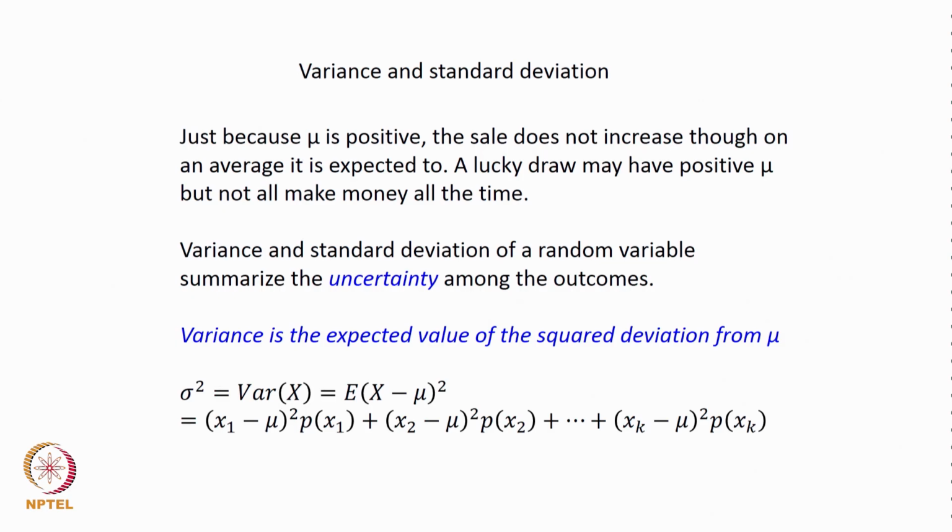So, variance is the expected value of the squared deviation from mu. So, sigma square is equal to variance of x is equal to expected value of x minus mu the whole square, which is x1 minus mu the whole square into probability of x1 plus x2 minus mu the whole square into probability of x2 and so on.